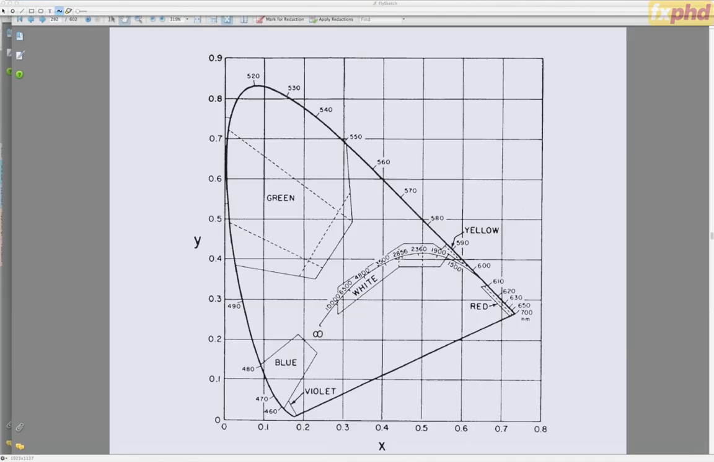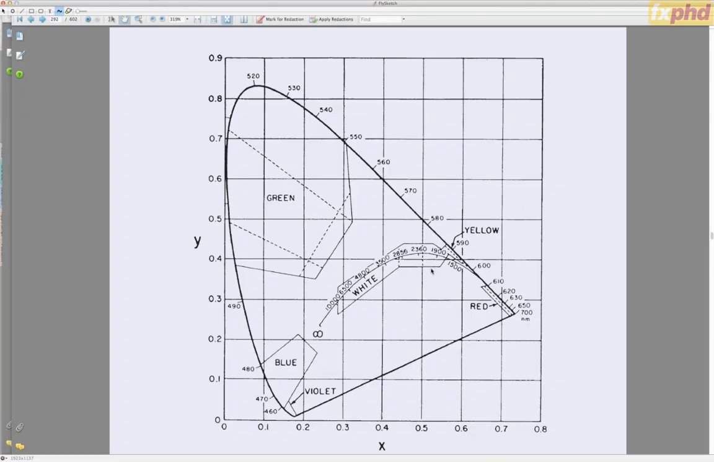So you can plot where traffic light colors live on that diagram. And this is the actual standard for signal lights. And when you look at this, you discover something interesting, that a red traffic light has got to live in this region here.